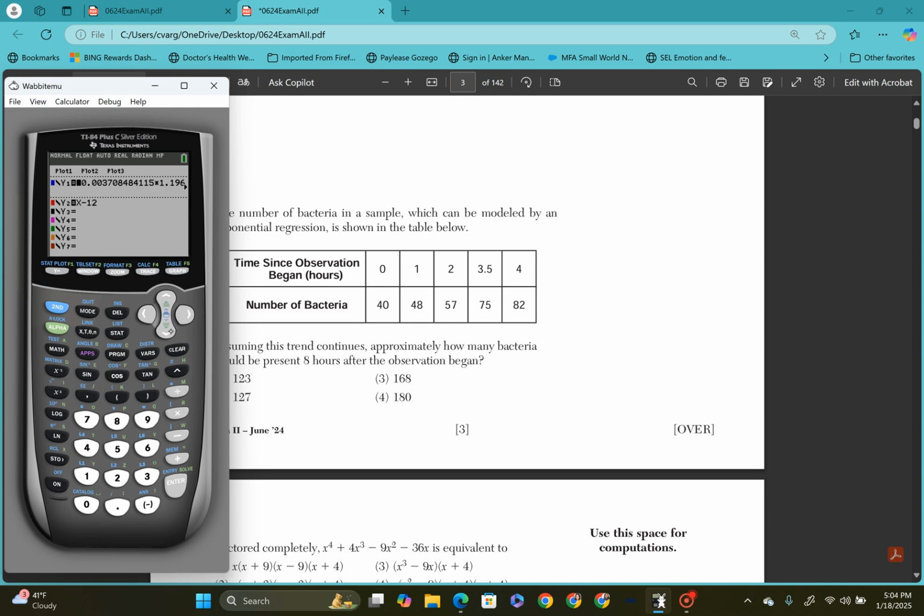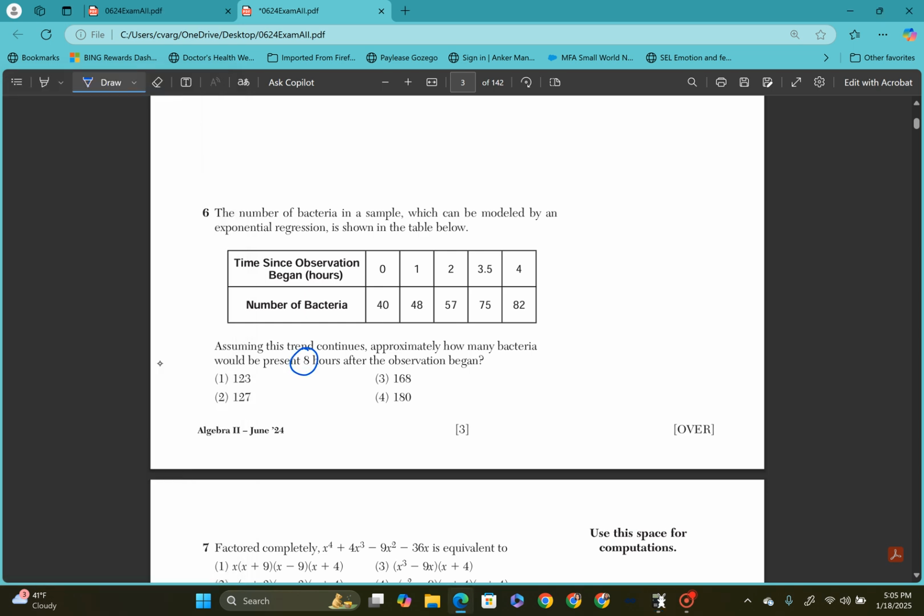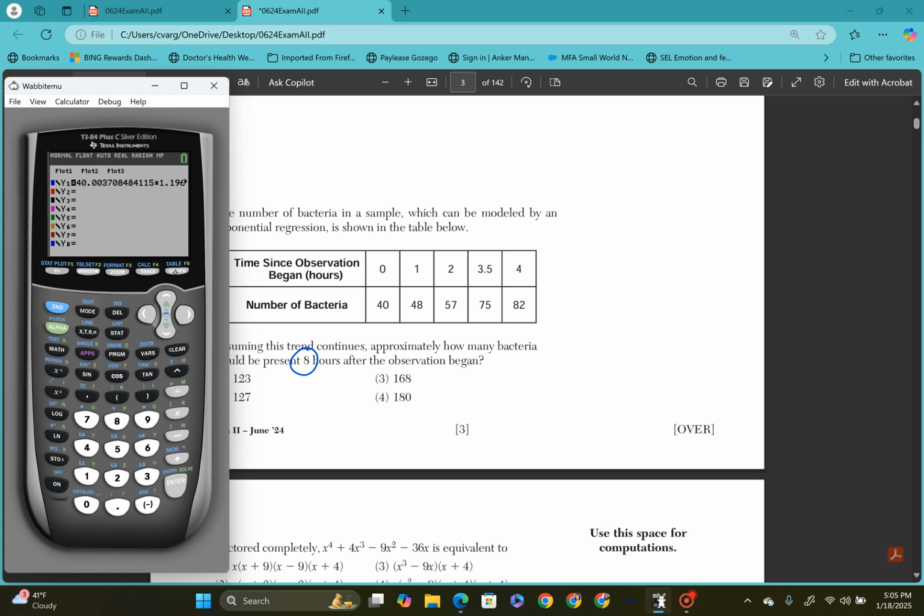All right, cool. So now let me get rid of this. Let's clear that. So now it says how much bacteria would be present after 8 hours. So what I'm going to do is hit second graph, and I'm going to look at the number across from 8. The number across from 8 looks like it is 167.88. That rounds to about 168.